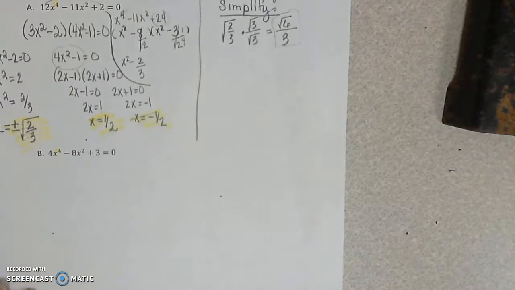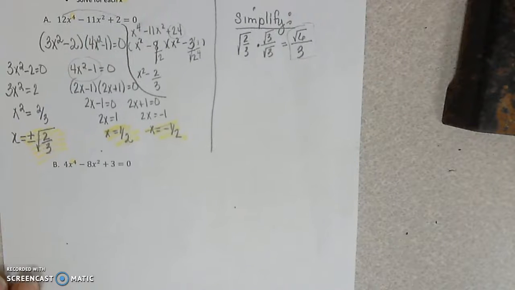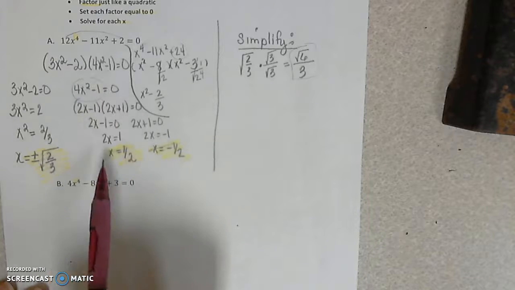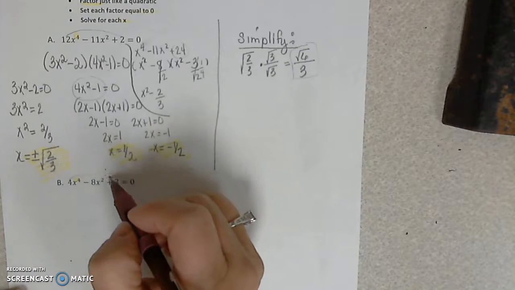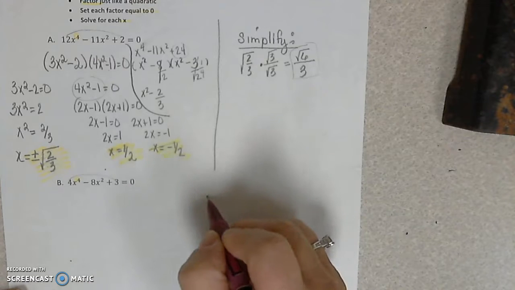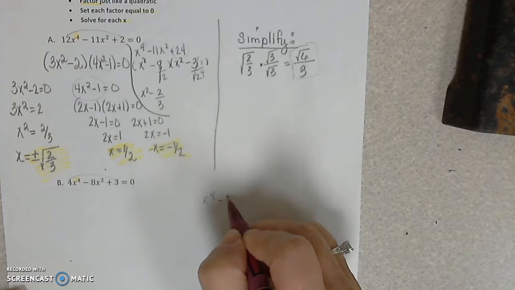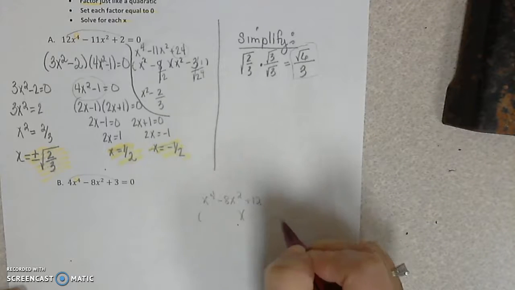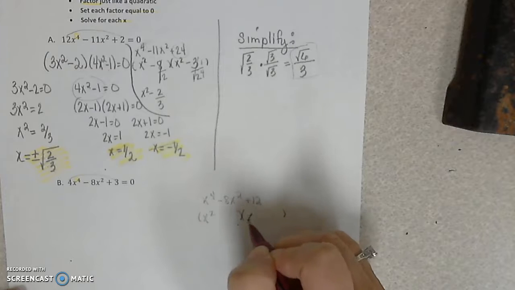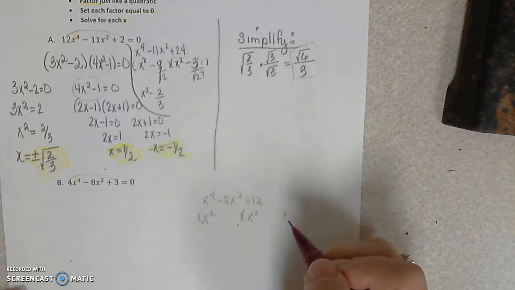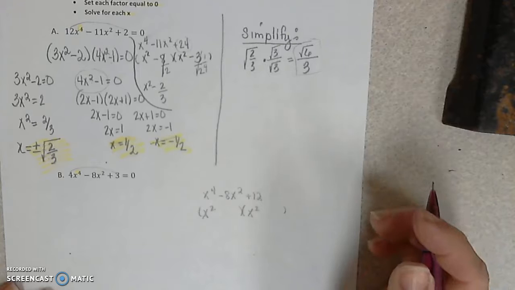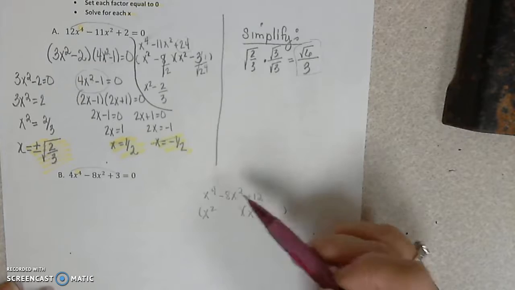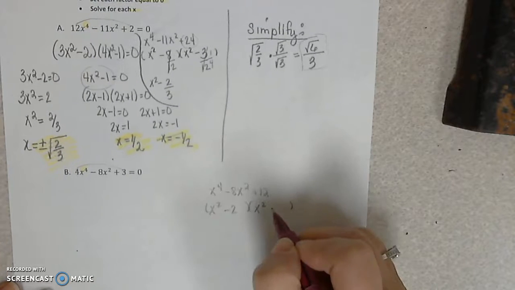Okay, so we have another one. 4x to the 4th minus 8x squared plus 3. Let's do the same thing. Let's factor it just as if it were a regular quadratic. 4 times 3 is 12. So we have x to the 4th, minus 8x squared plus 12. x squared times x squared is x to the 4th. Factors of 12 that add up to a negative 8. I think both would be negative.